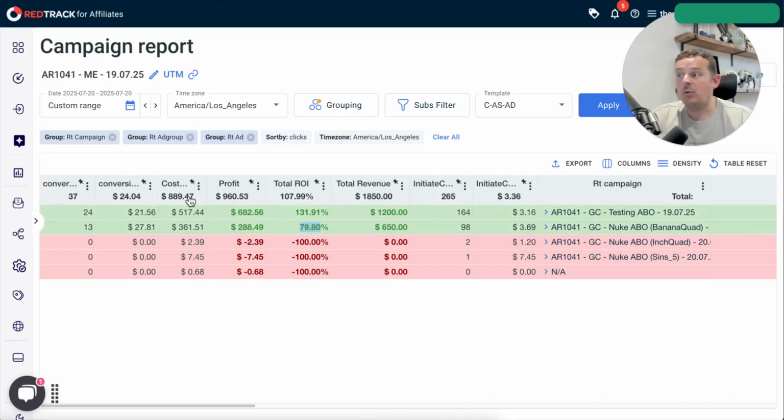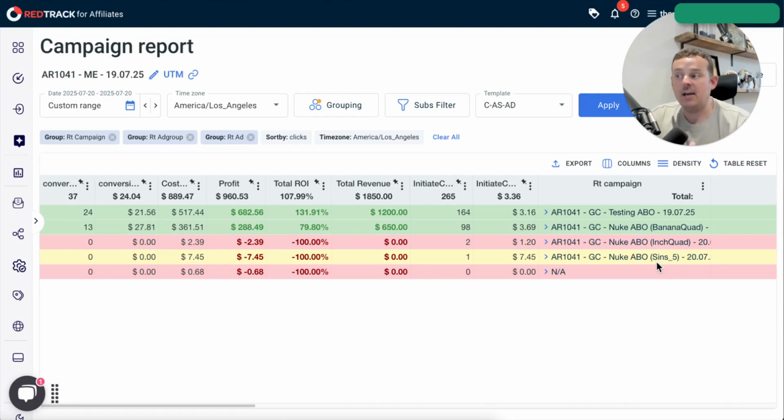So in total, we spend $890. We bank $1,850, taking $960 profit. So nearly $1,000 profit day two, which is again a really good sign for a low ticket offer. Now you can see here I have two more nukes for two other creative IDs.